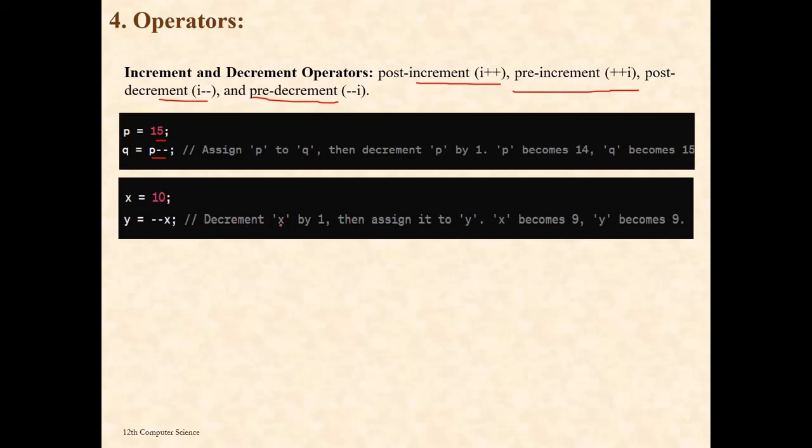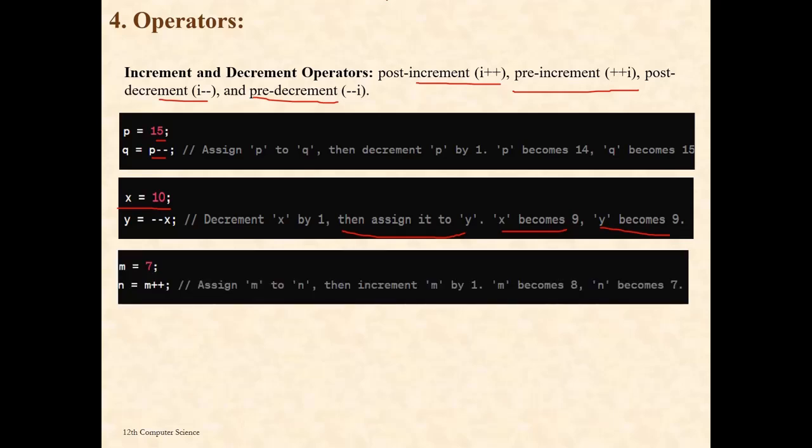In pre decrement, first the decrement will happen and then the value will be assigned to y. Initially the value is initialized at 10, x is equal to 10. Now first the decrement operation will be done. So now x will be 9 and then assign it to y. So decrement x by 1 and then assign to y. So x becomes 9 and y will also become 9. Got it? So that is the difference.